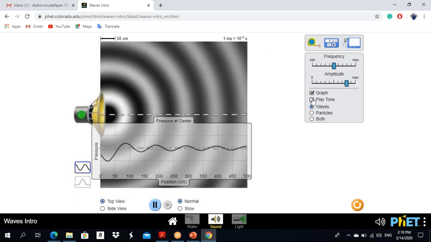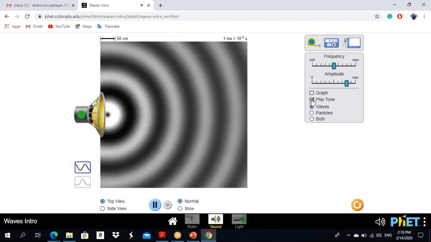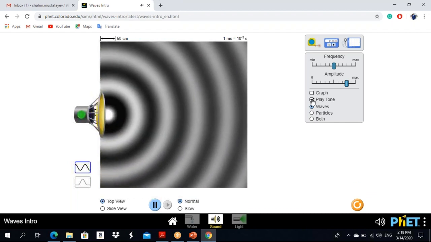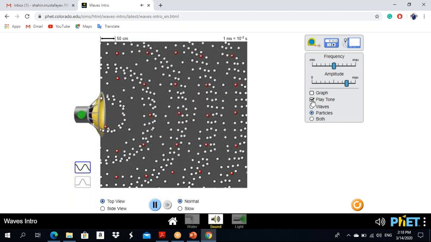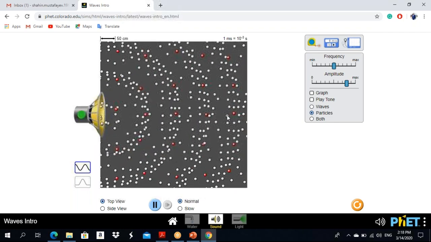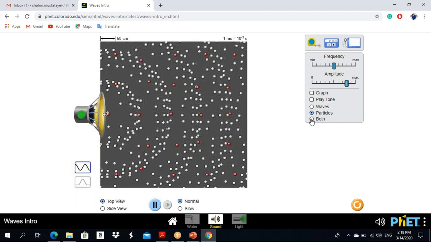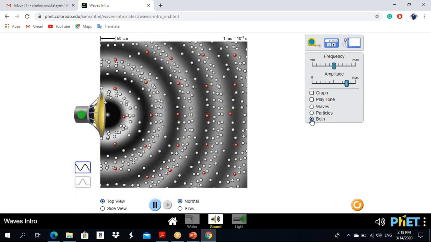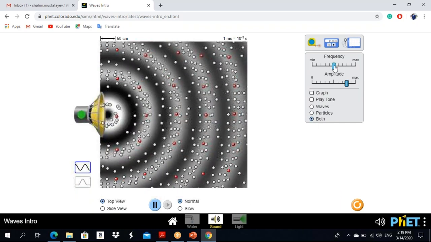Later, click the second one and you hear sound. And see how the particles are moving. Now look at both of them.